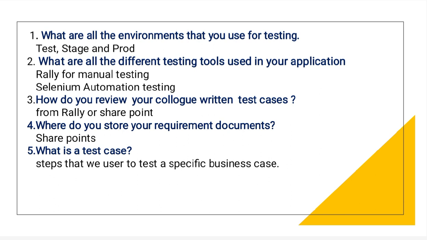So if we consider testing, these are the tools that we usually use in Agile. We use Rally for creating user stories, tasks, and tracking defects. Everything is captured in Rally. And if we are doing automation testing, usually Selenium is the tool we use to automate our scripts, which we will store in a shared location. So this is how you can answer this question.